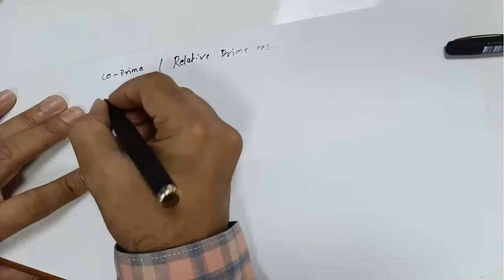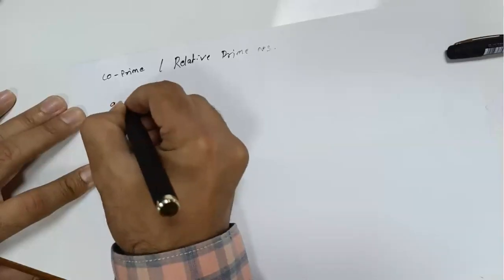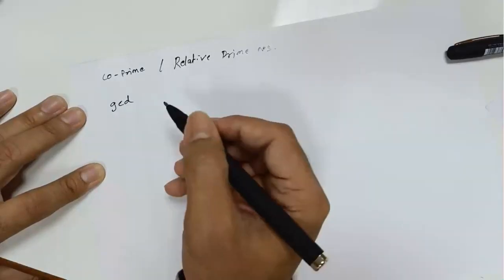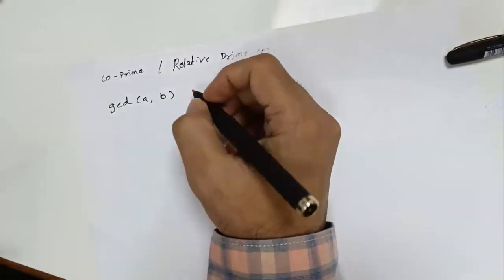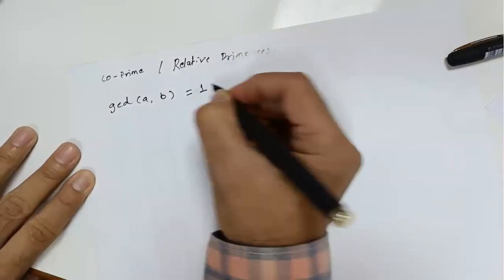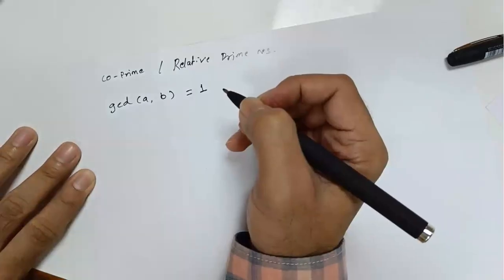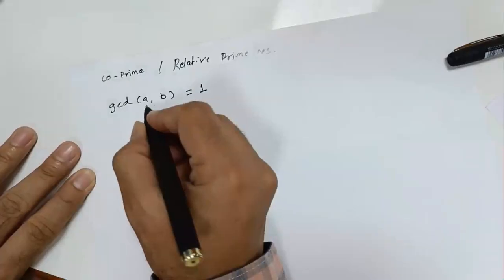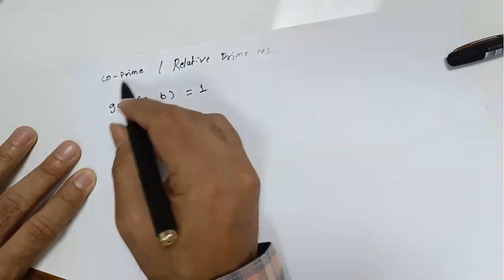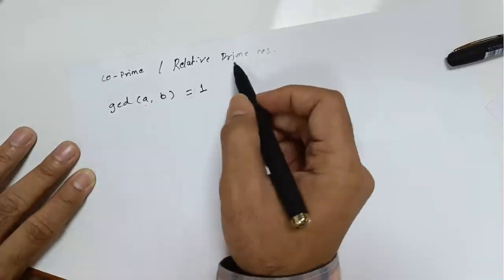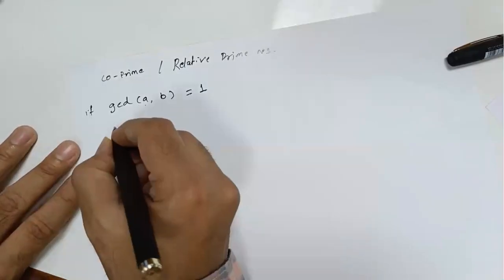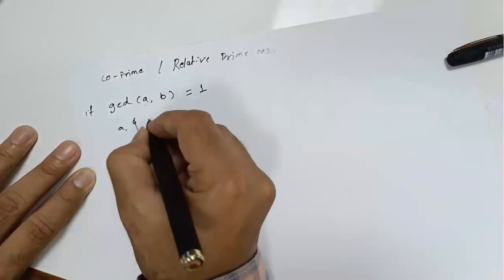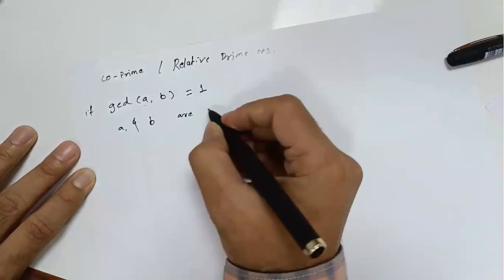So I'll give you the term that you know, GCD of, let's say, A and B. You know that greatest common divisor for two numbers. If it is 1, then both the numbers A and B are called co-prime numbers, or they are relative prime numbers to each other. So this is the condition for this statement to be true.